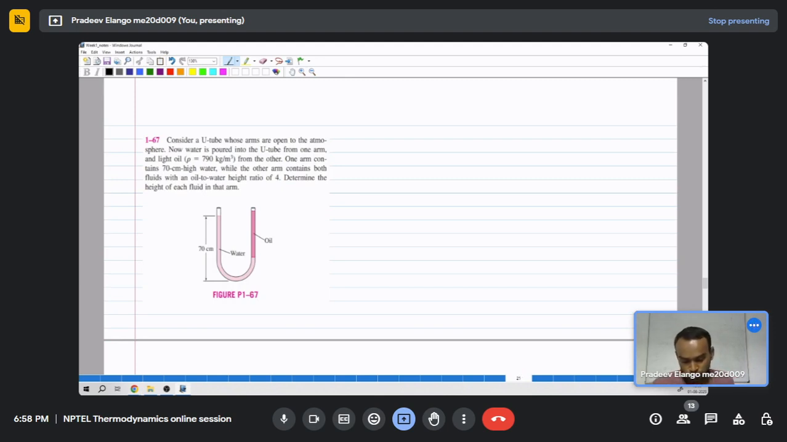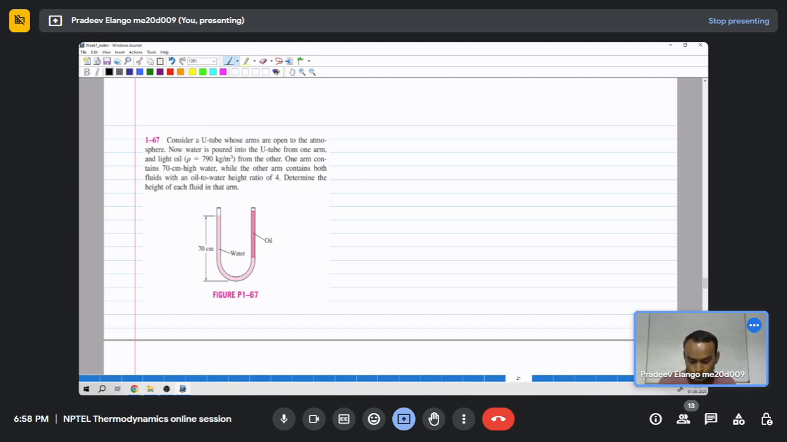Consider a U-tube whose arms are open to the atmosphere. Now water is poured into the U-tube from one arm and light oil from the other. One arm contains 70 centimeter high water, while the other arm contains both fluids with an oil to water height ratio of 4. Determine the height of each fluid in the tube.